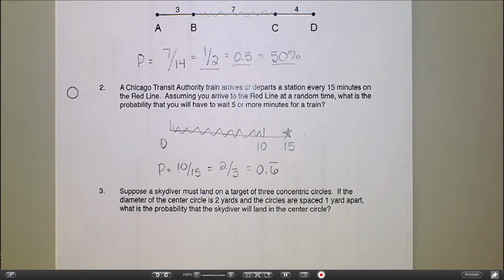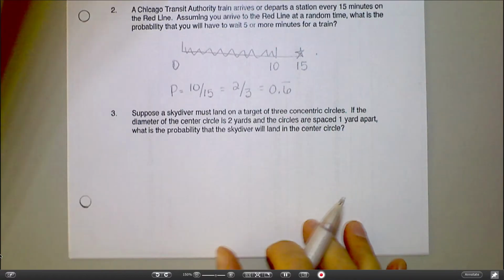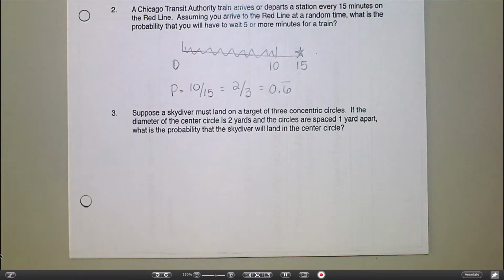Okay. This one, there's just some terminology in that sounds a little confusing, but this is one of the biggest types of problems you're going to see with geometric probability, which is target questions. A skydiver must land on a target of 3 concentric circles. The diameter of the center circle is 2 yards. The circles are spaced 1 yard apart. What is the probability he'll land in the center? All right, we need to figure out how to draw this picture.